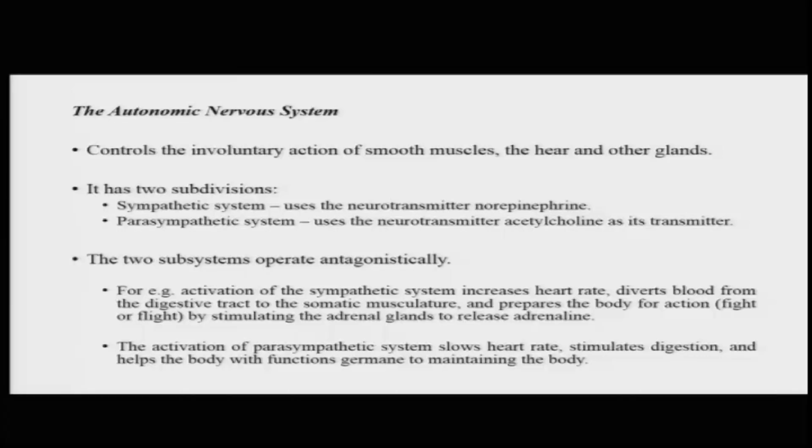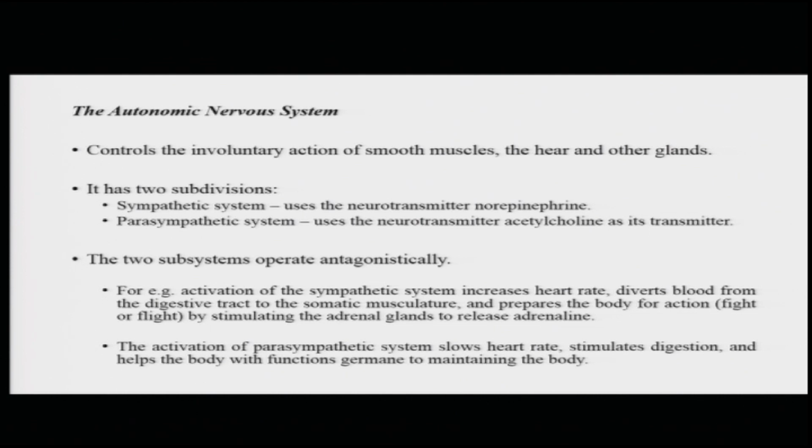Now, let us go into a little bit more detail into the autonomic nervous system first. The autonomic nervous system controls the involuntary action of smooth muscles, say for example the ones in the heart, and the other kind of glands. And the autonomic nervous system can be seen as divided into two kinds of subdivisions.